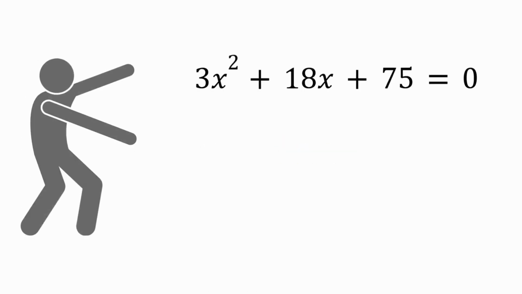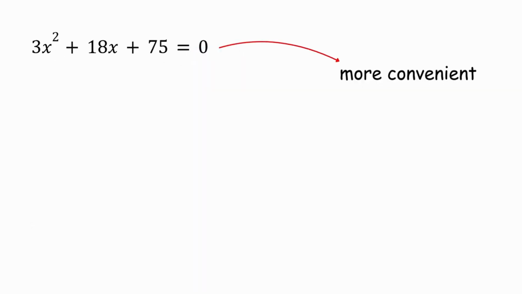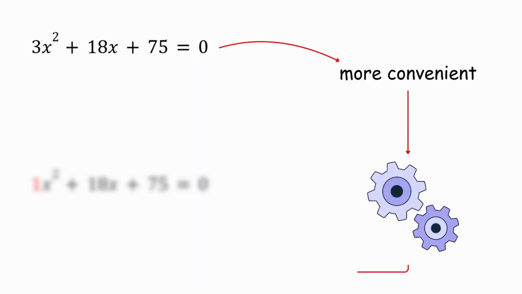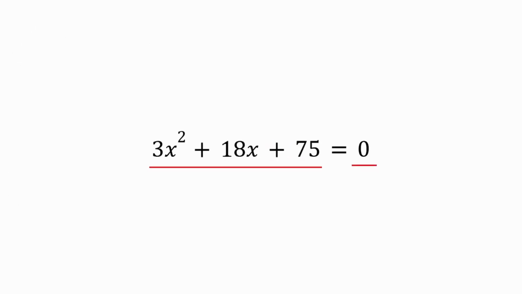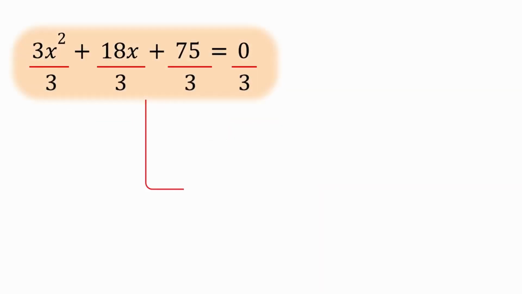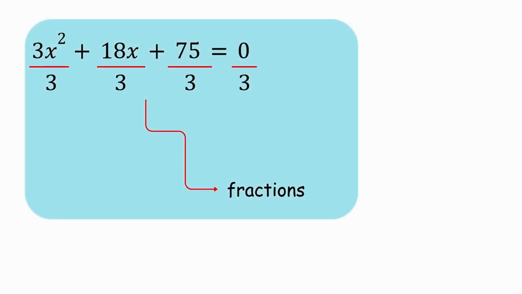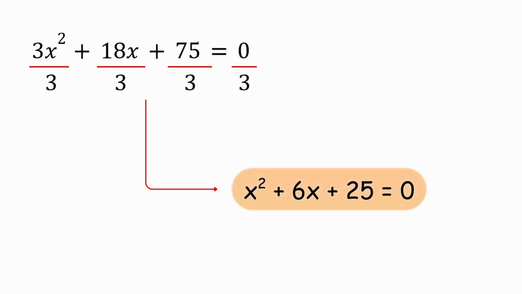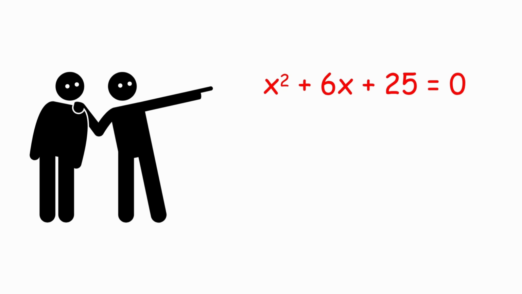Anyway, firstly, notice the coefficient of 3 in the 3x squared term. Often it is more convenient to work with a coefficient of 1 on the x squared term instead. To do this, we can divide both sides of the equation by 3. We can distribute the division by 3 to each term, and the result will be x squared plus 6x plus 25 equals 0. You might end up with fractions when doing this, but luckily, the numbers end up working out nicely in this example.